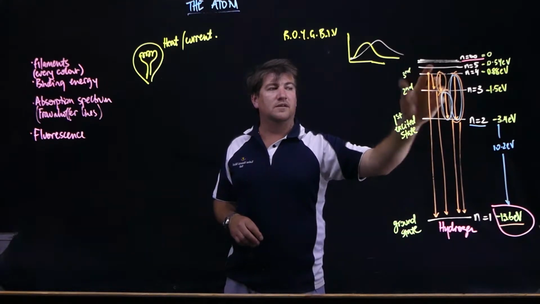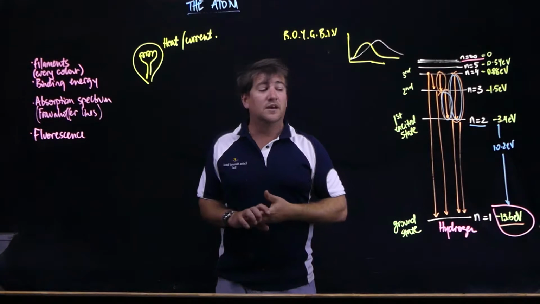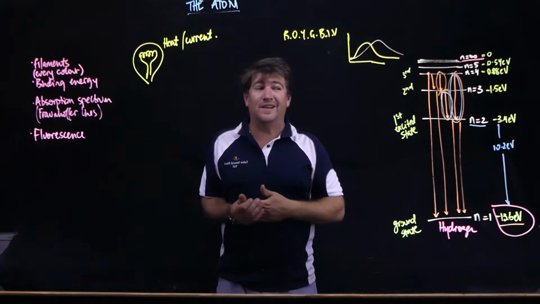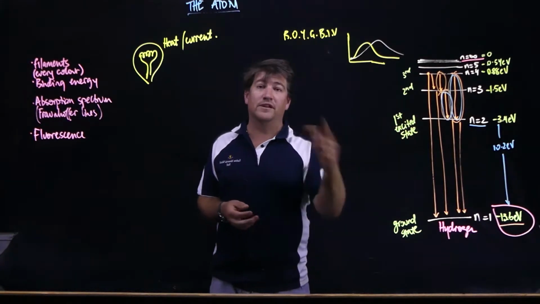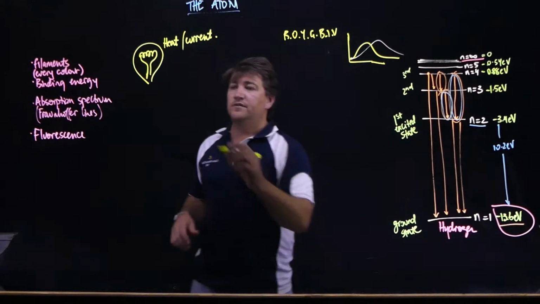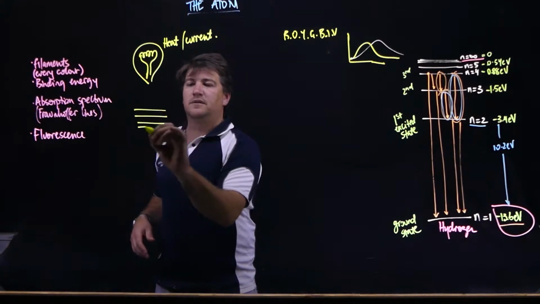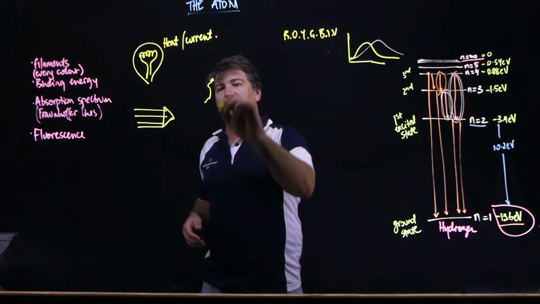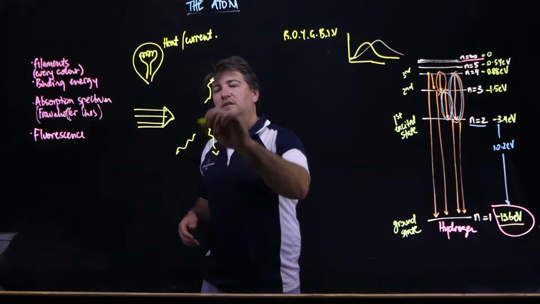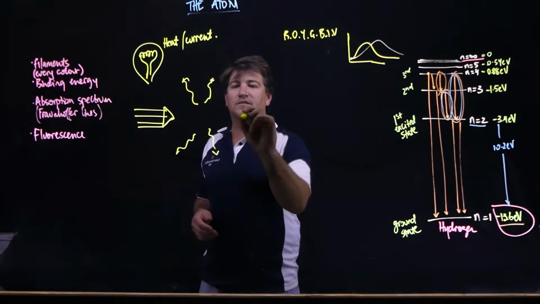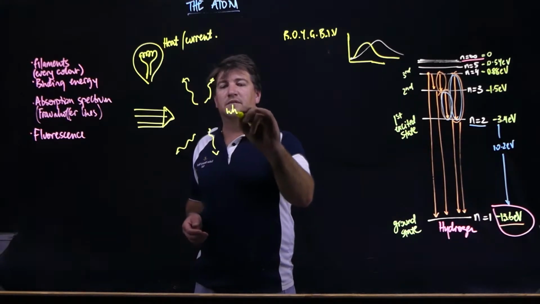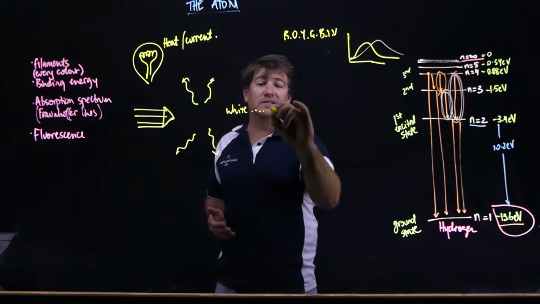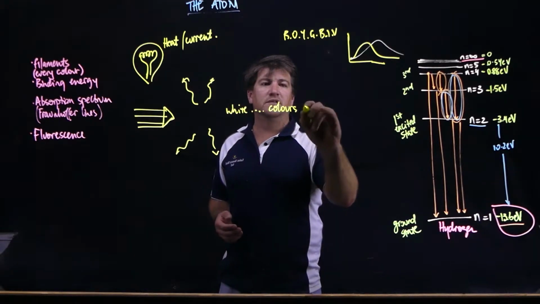So these gaps here, all of these transition energies, it would absorb them. And then when the electron falls back down, it would rescatter them off in different directions. So our original white light might pass that way, but then the scattered photons are going all over the place. So what we see is white with colours deleted.